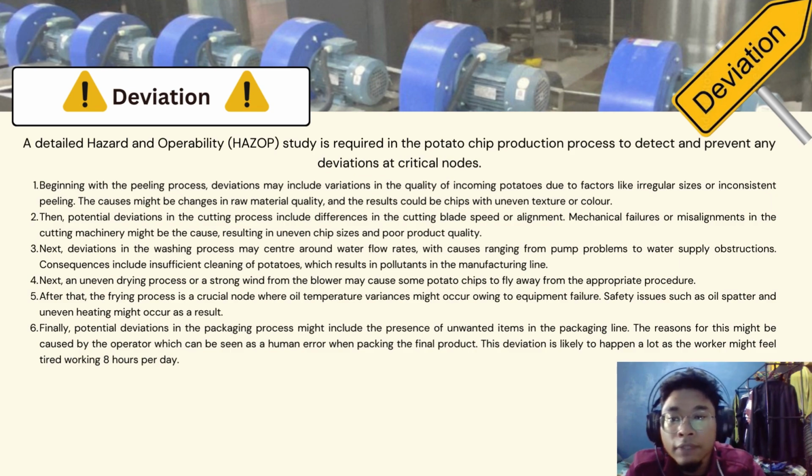After that, the frying process is a crucial node where oil temperature variance might occur owing to equipment failure. And finally, the potential deviation in the packaging process might include the presence of unwanted items in the packaging line.